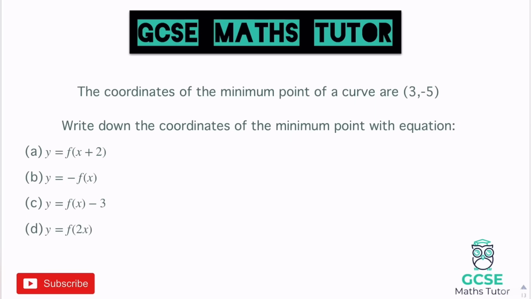Okay, so we've got, and I can just see down here, we've got some graph transformations. So it says the coordinates of the minimum point of a curve are 3 and -5. Now there would be an equation for this curve, but it's not written down on this question. Okay, and it says write down the coordinates of the minimum point with these equations.